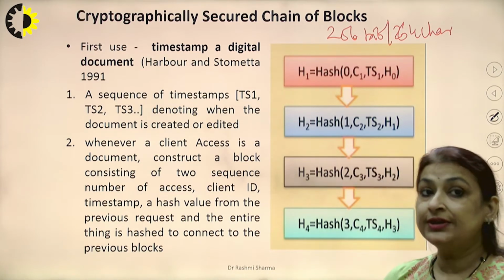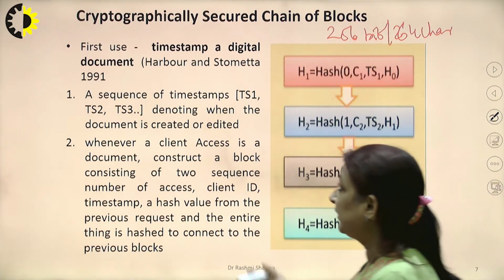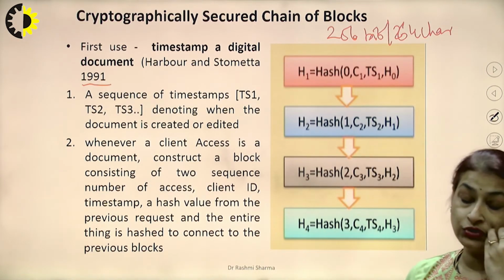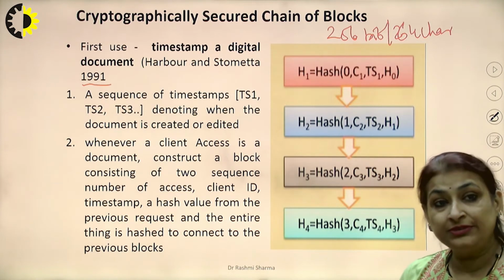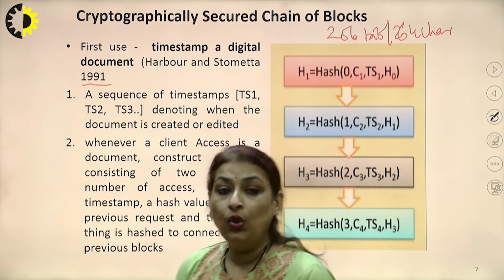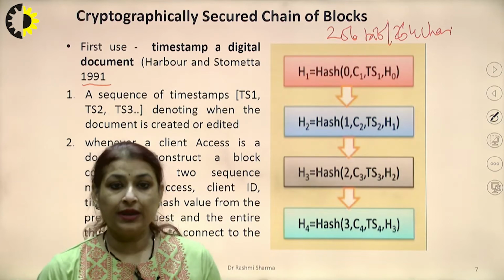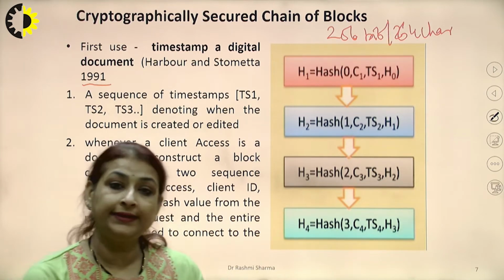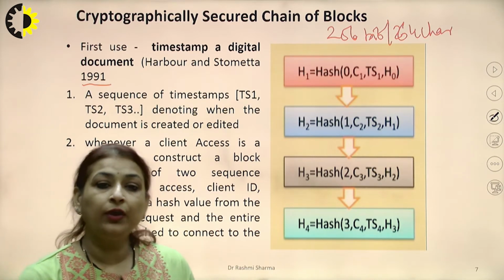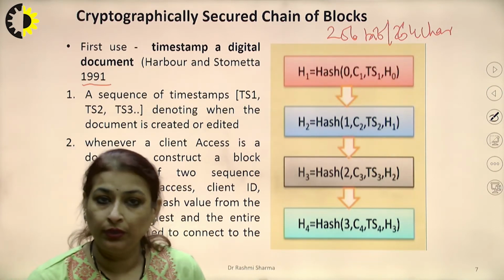The first use was a timestamp of a digital document. It was first used in 1991 by Haber and Stornetta, and they used it for timestamping a digital document. If there was a document and we want to know who has updated it, the current timestamp when the document was updated and saved was attached to it to uniquely identify the user who updated that document and at what point of time.